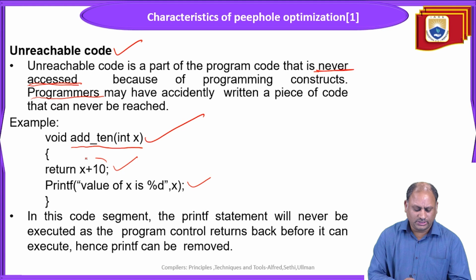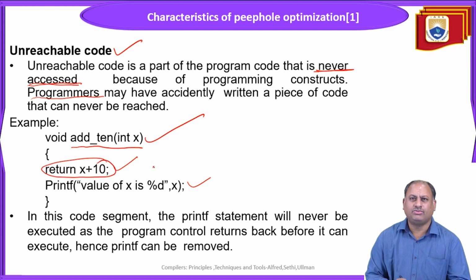Here, initially, we have written a return statement. So what is the function? It is returning x plus 10. So what is the x we are supplied with? With this return value, it will be supplied. So there is no chance of executing this printf statement.